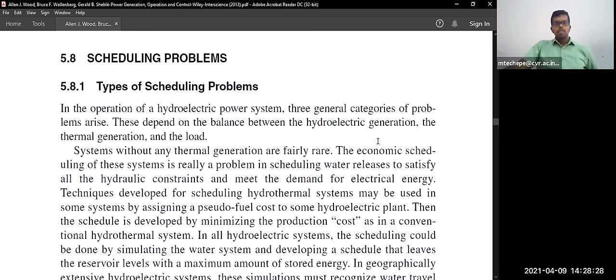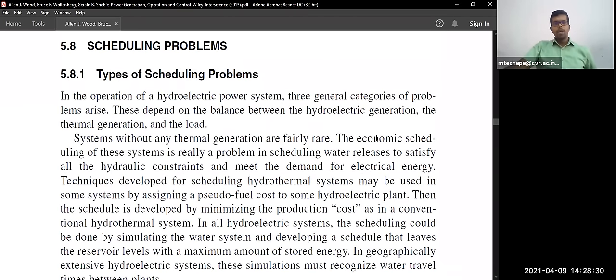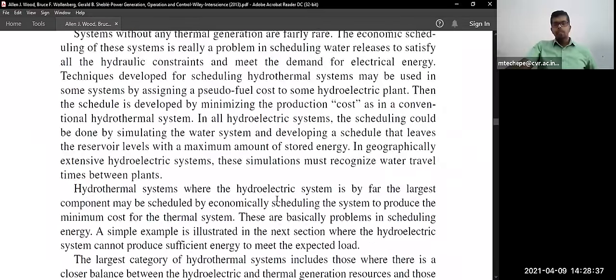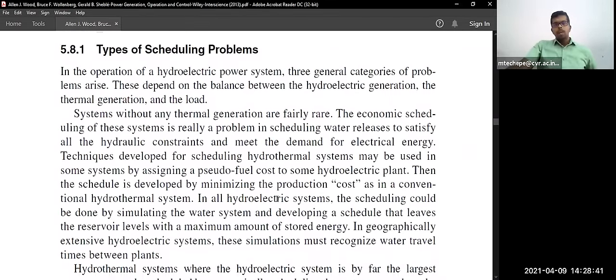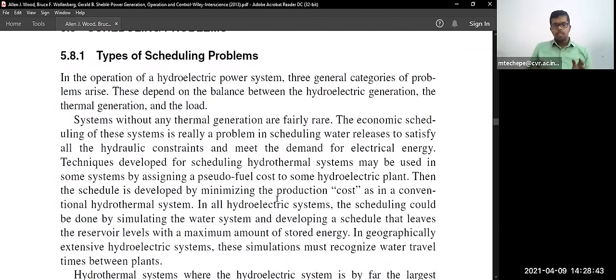Next topic is the scheduling problem. Types of scheduling problem. As I already said, there are two types of scheduling. One is hydro scheduling, then thermal scheduling, and in that, particularly short-term scheduling and long-term scheduling are also there.